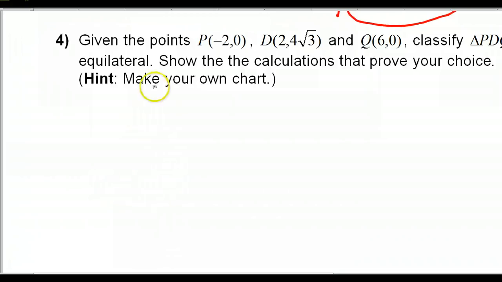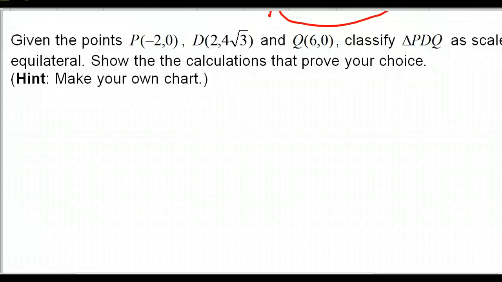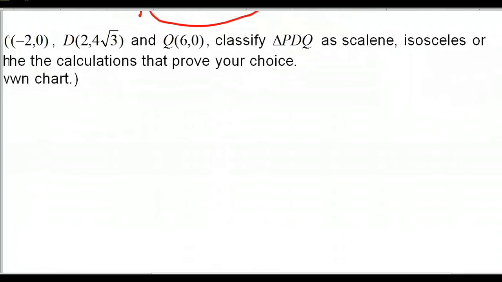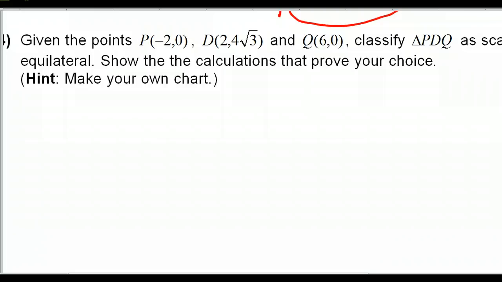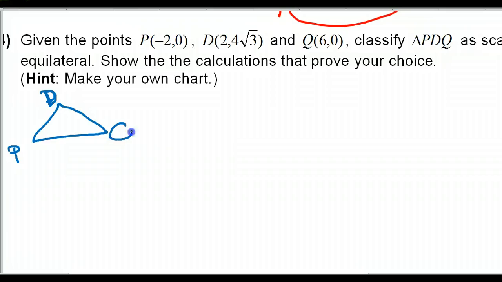Now look at number 4. Given these points, classify triangle PDQ as scalene, isosceles, or equilateral. Show the calculations. Look, people, if we have some random triangle PDQ, this triangle has 3 sides to it: PD, DQ, oh, Dairy Queen, very nice, and PQ.